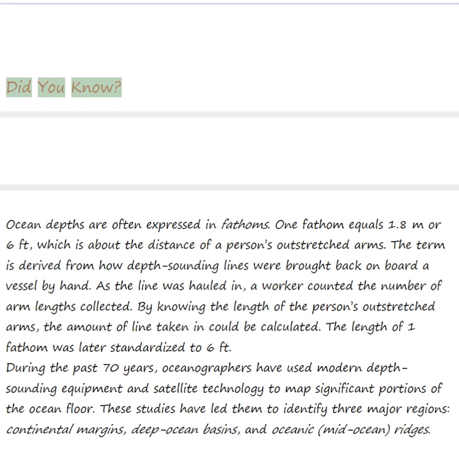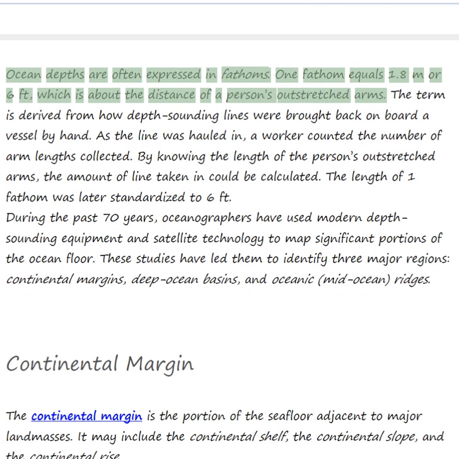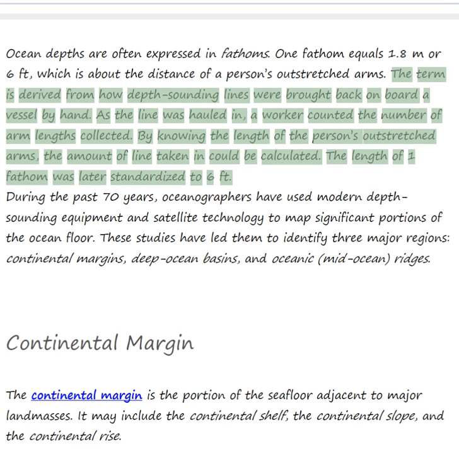Did you know? Ocean depths are often expressed in fathoms. 1 fathom equals 1.8 m or 6 feet, which is about the distance of a person's outstretched arms. The term is derived from how depth-sounding lines were brought back on board a vessel by hand. As the line was hauled in, a worker counted the number of arm lengths collected. By knowing the length of the person's outstretched arms, the amount of line taken in could be calculated. The length of 1 fathom was later standardized to 6 feet.